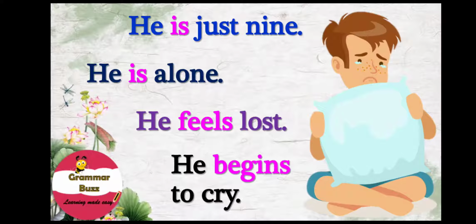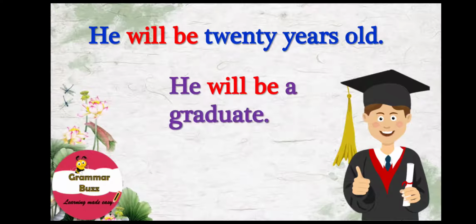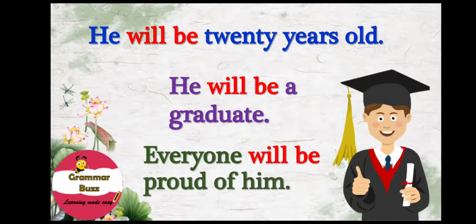But the Tense Fairy tries to cheer him up by taking him to his future. She shows him that in the future he will be 20 years old. He will be a graduate. He will live with his family and everyone will be proud of him. Hearing this, Jim becomes happy and promises the Tense Fairy that he will never ever be sad again.